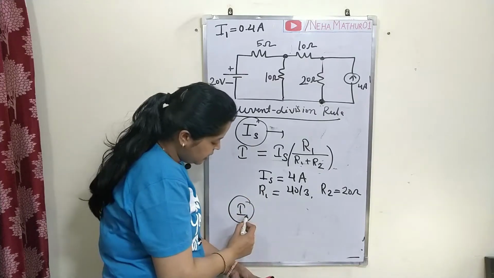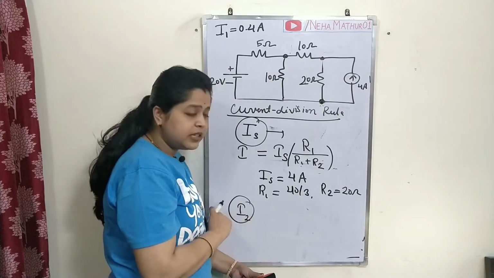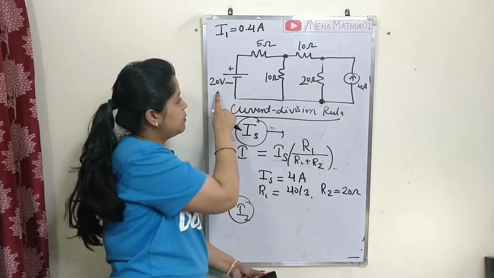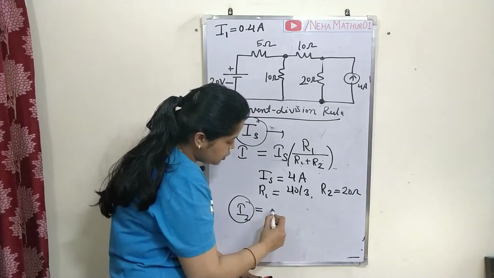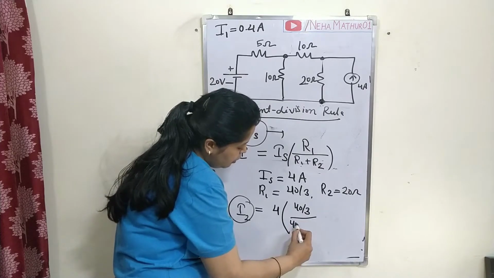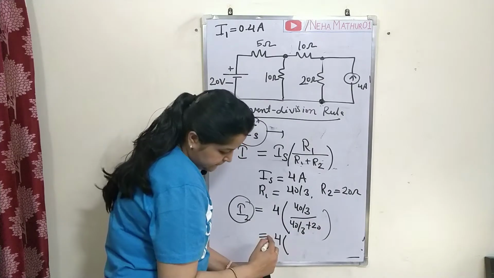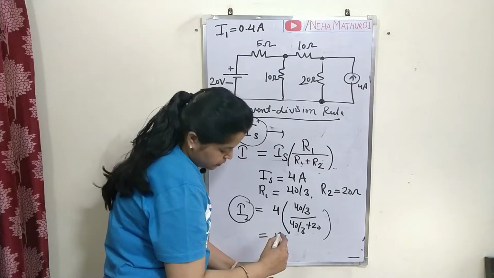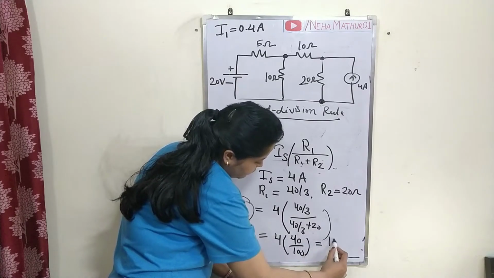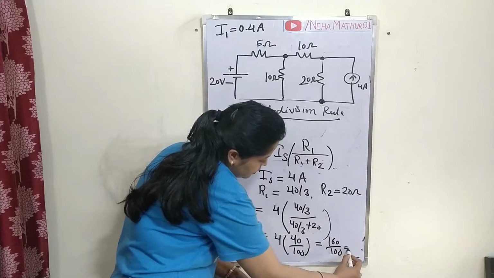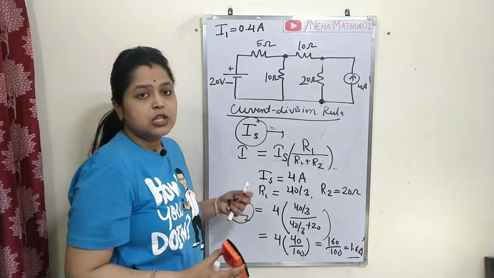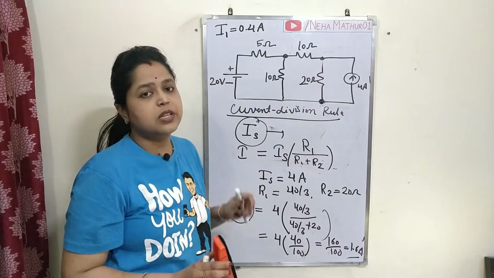I am mentioning here I2 because I am getting this current because of the second independent source. I1 I already calculated earlier, so I am just mentioning I2 over here. So it will be 4 multiplied by 40 upon 3 divided by 40 upon 3 plus 20. That gives 160 upon 100, that means 1.6 ampere. So this is the current you are getting because of this 4 ampere current source in the circuit.